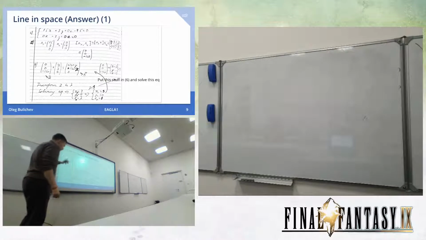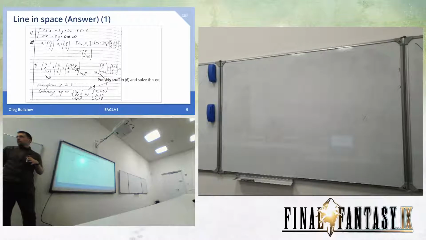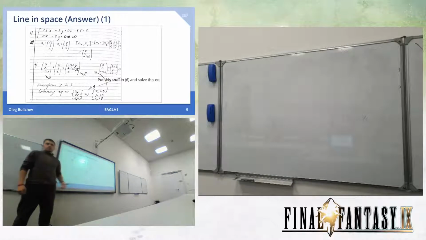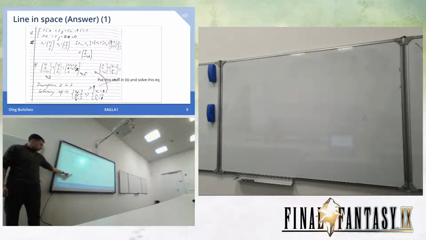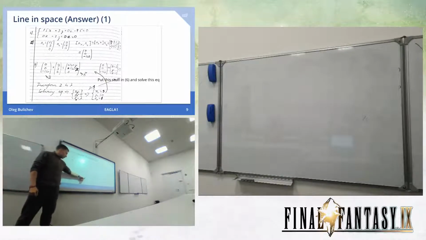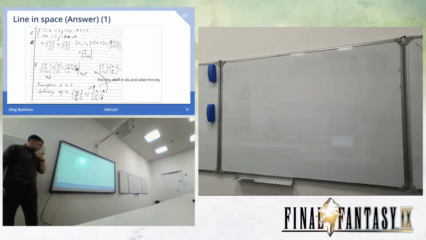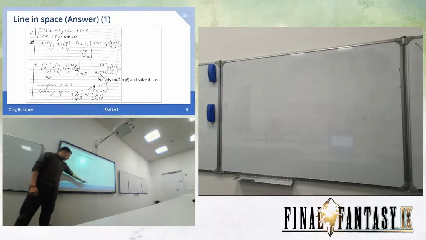We need to try. The problem is that we have more variables than equations, because we have x, y, and z, but we have only 2 equations. What can we do? We can assume that one of our variables is a parameter. So we transfer z to alpha. And after this, we can solve this equation, because actually alpha is just a parameter. And we have 3, 0, alpha, 3, 1.